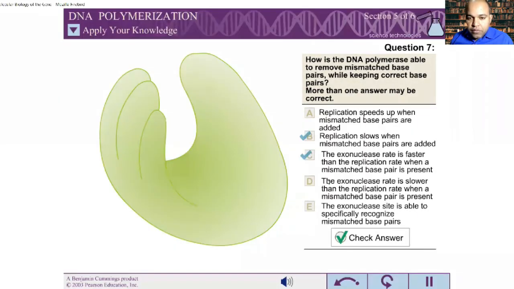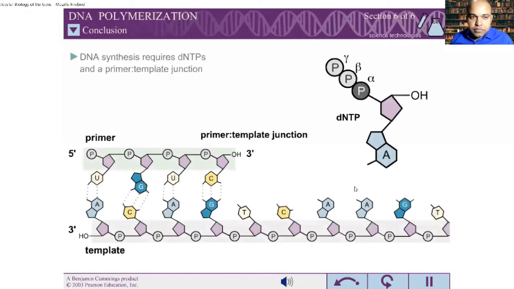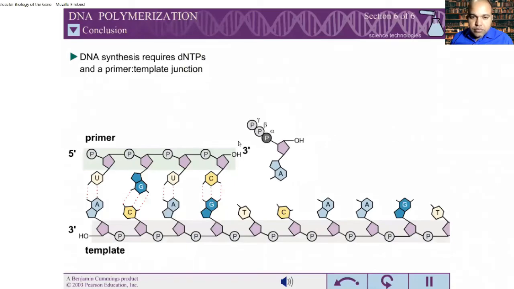Correct. Moving forward. DNA synthesis requires. So now we have moved towards the conclusion of this particular topic. So just have a quick revision about the same. So let us just revise it. Deoxynucleoside triphosphates and a primer template junction.